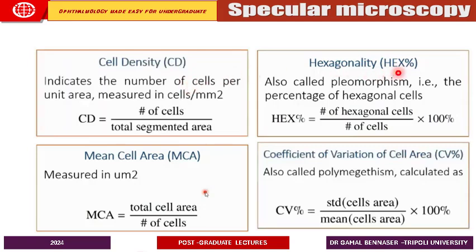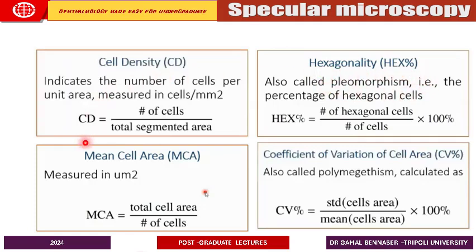Another variable is the hexagonality percentage. Now, as we said, the normal shape of the endothelium is hexagonal, and the percentage of hexagonality should be more than 60 to 70%. If it is less than 60%, it indicates abnormality and indicates polymegathism, because when the hexagonality decreases, there will be many abnormal shapes, and this will be named pleomorphism.